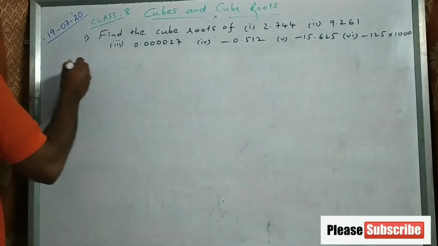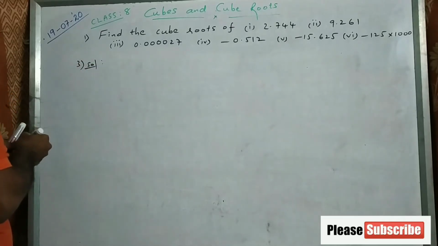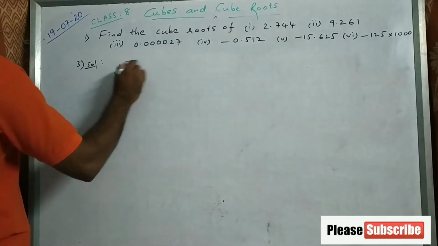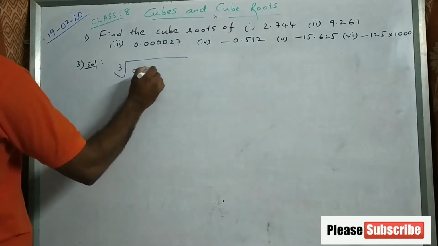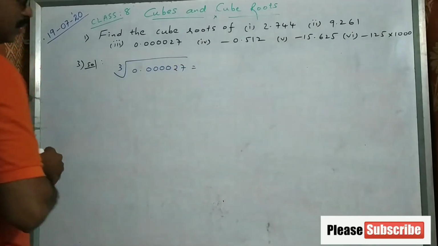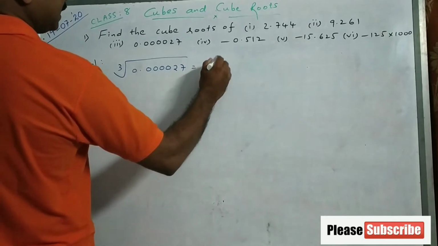Third one, cube root of 0.000027. How many digits are there after the decimal? 4 plus 2, 6 digits are there, right?